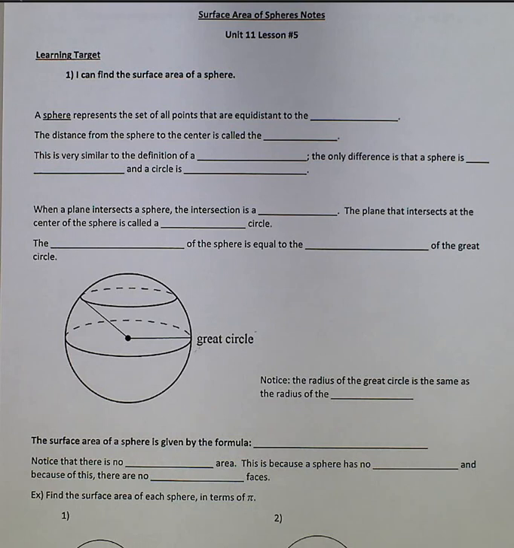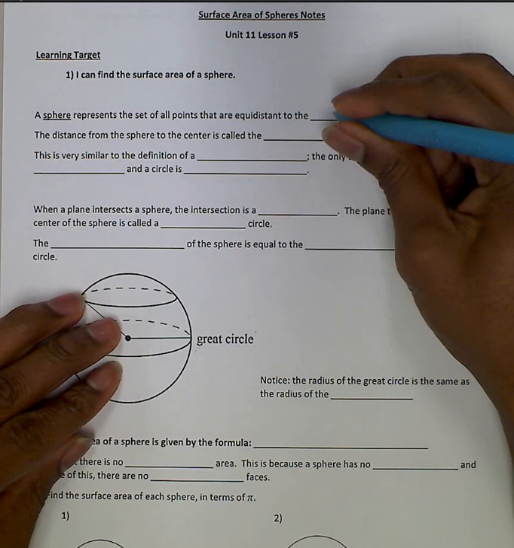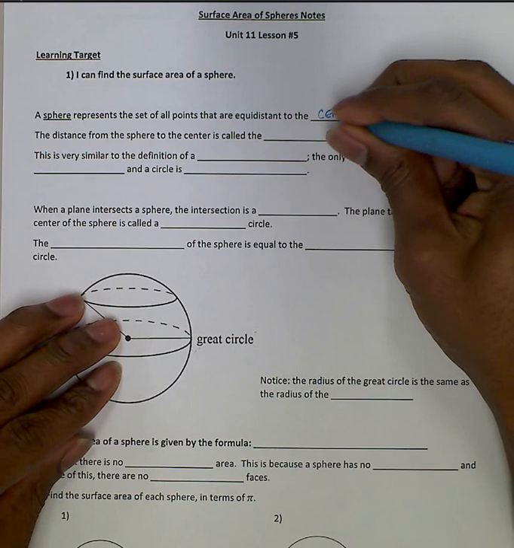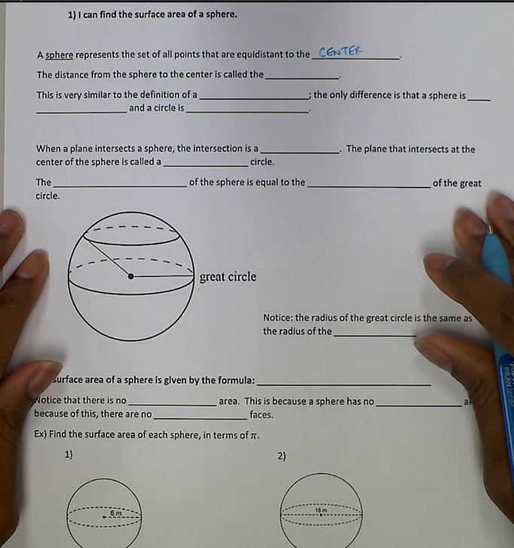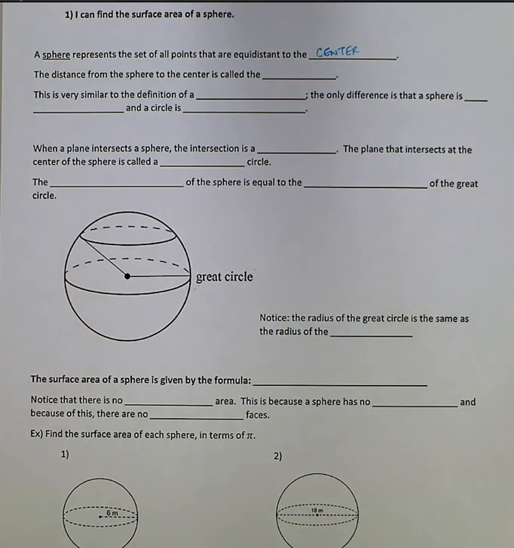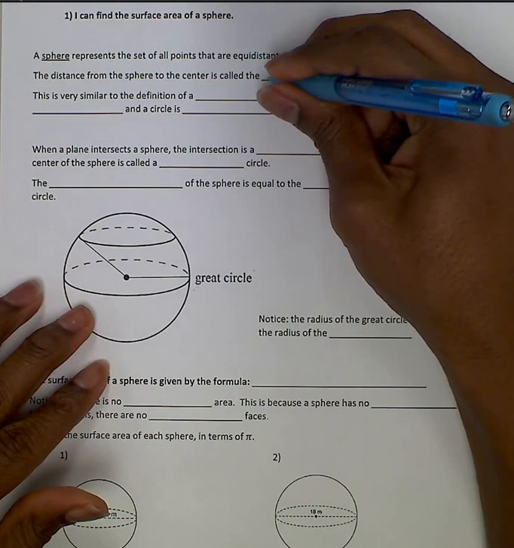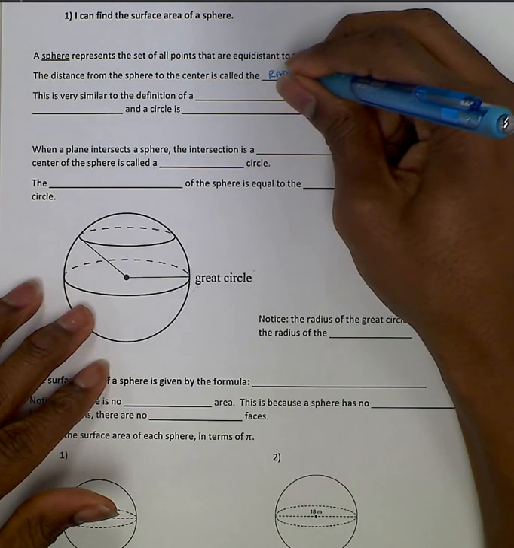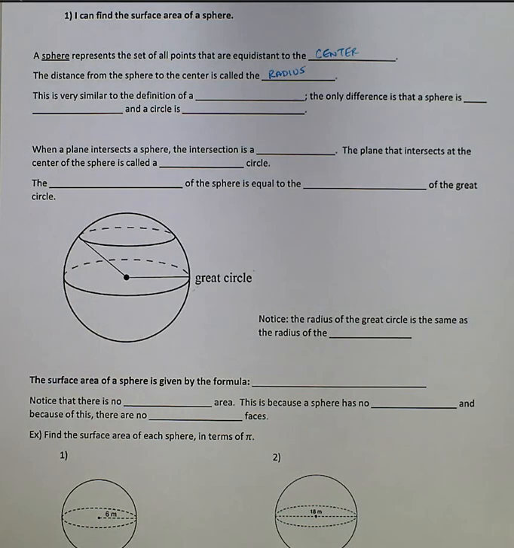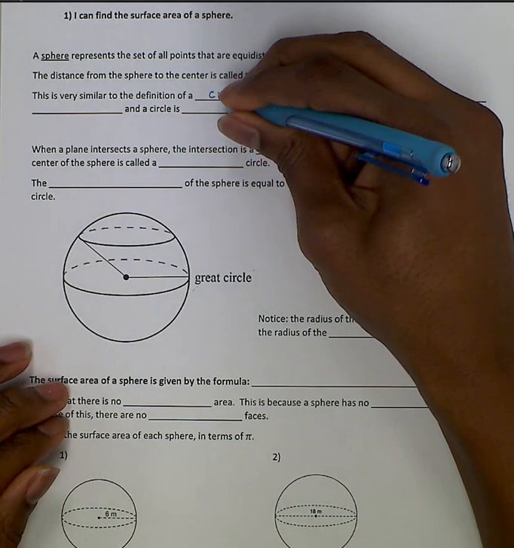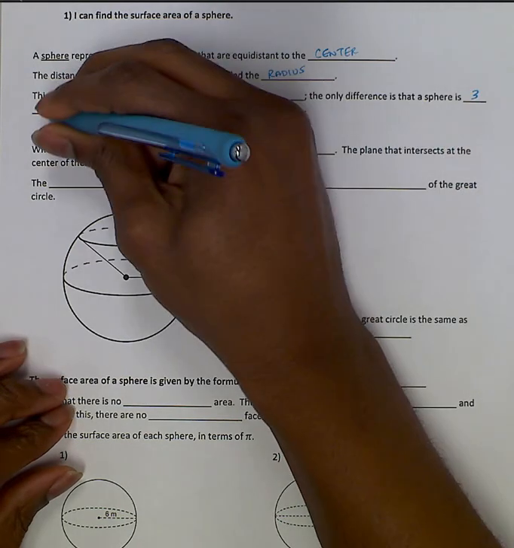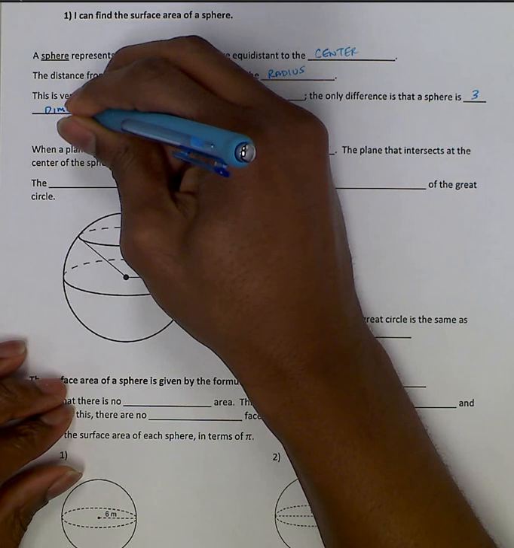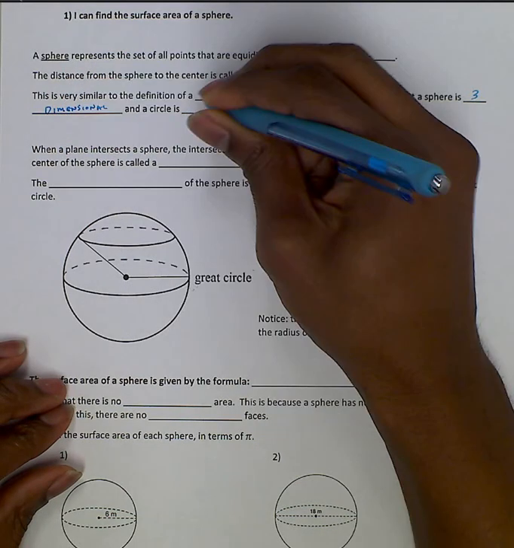Okay, a sphere represents the set of all points that are equidistant to the center. The distance from the sphere to the center is called the radius. This is very similar to the definition of a circle. The only difference is that a sphere is a three-dimensional figure, and a circle is a two-dimensional figure, let's say 2D.